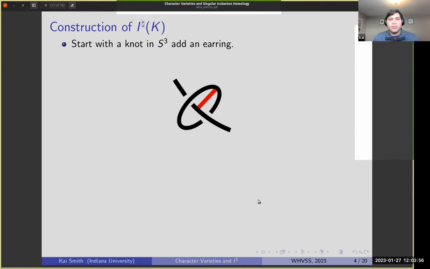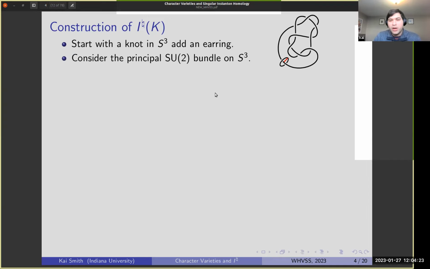So using those, we can construct the singular instanton homology, and really this is the reduced version. Today we're just going to simplify things and worry about knots in S3, even though it's really more general. So you start with your knot in S3, and we're going to add something called an earring, or maybe an atom, depending on where you're reading about it. If this is a strand of my knot, then the earring is just a meridian of that knot, along with an arc that connects the knot to the meridian. And as part of a knot, this is what that would look like.